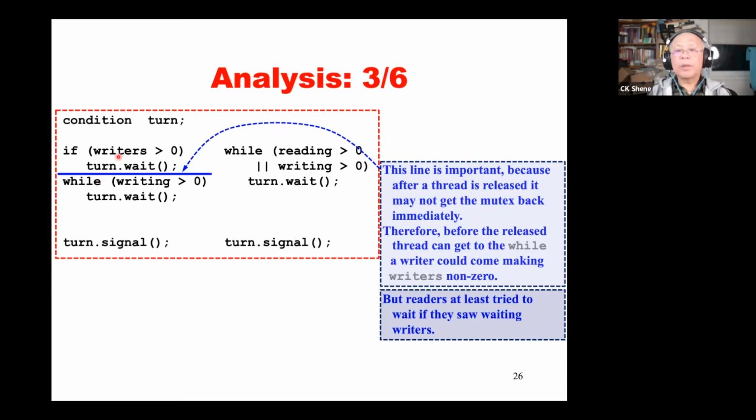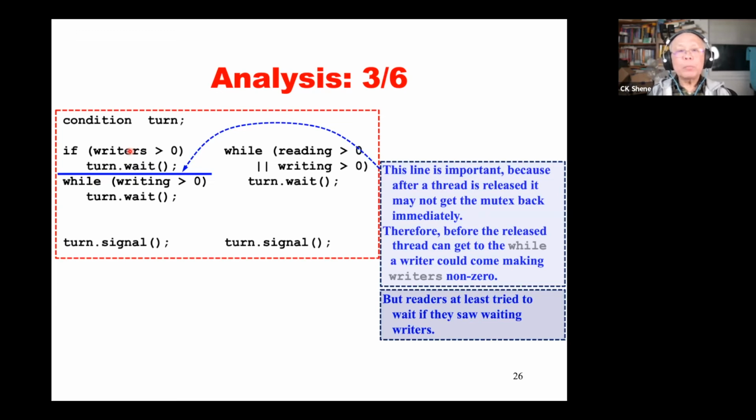Hope you understand that. Therefore, before the released thread can get to the while statement, a writer could come in and make the variable waiting writers become non-zero. So this is important. But a reader at least tries to wait if it sees there are waiting writers.